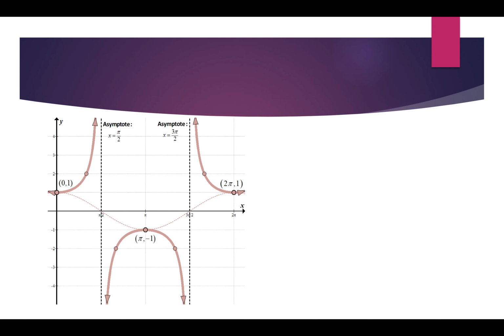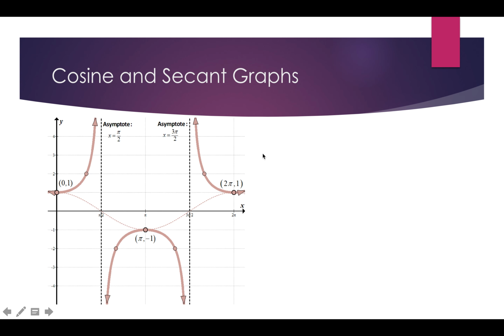So that's all we're doing that's new today. 1 over y, 1 over y, and 1 over y. There are your cosine and secant graphs. Something magical must be coming next.